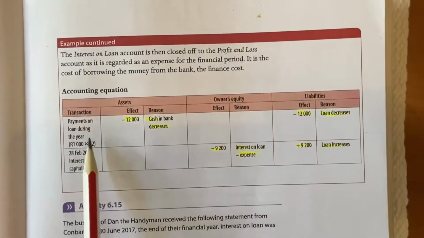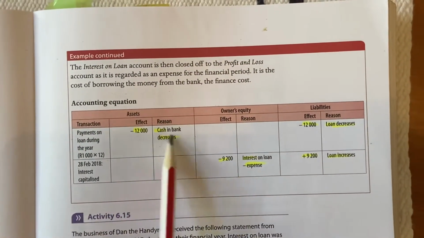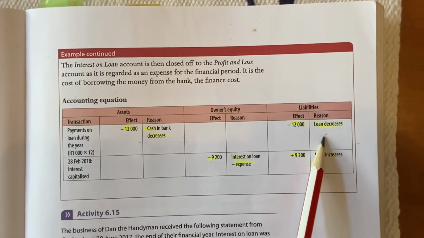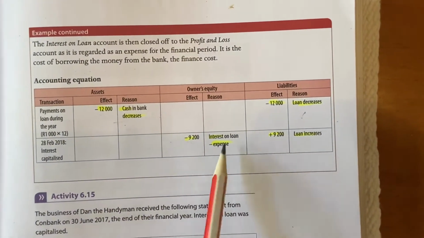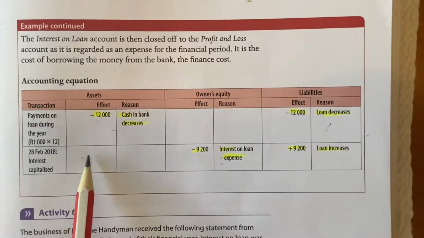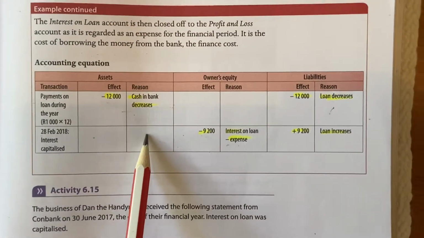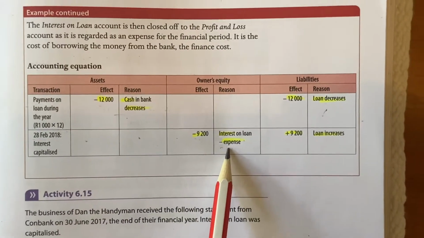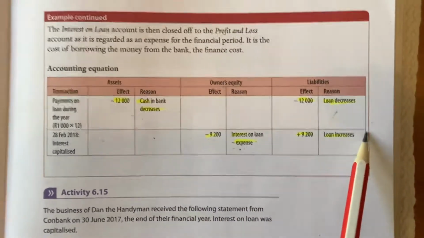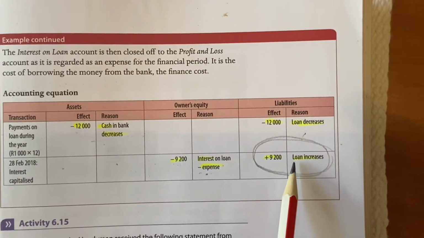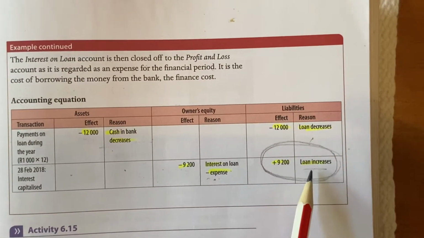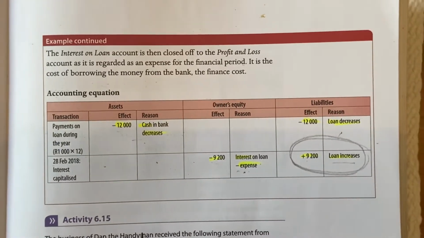You can look at the accounting equation. Just look at that. That's the payments on the loan. That's not new to you. That is work that we did last year. And then the interest that is capitalized. Now, last year you would have said bank decreased with the 9,200 and interest on loan is an expense. But now it's capitalized and therefore you're going to credit your loan account. So your loan, which is a liability, increases with 9,200 Rand.